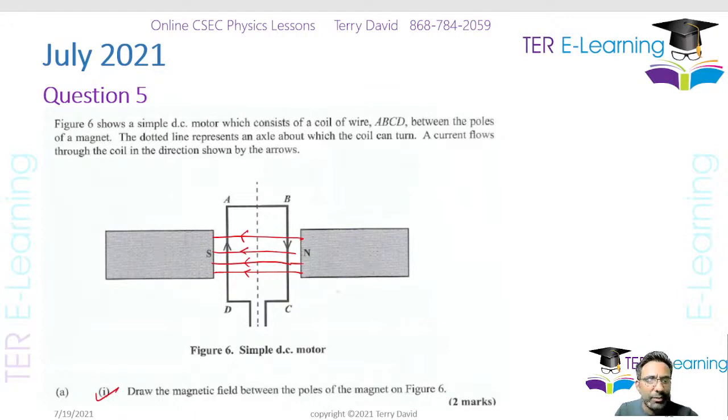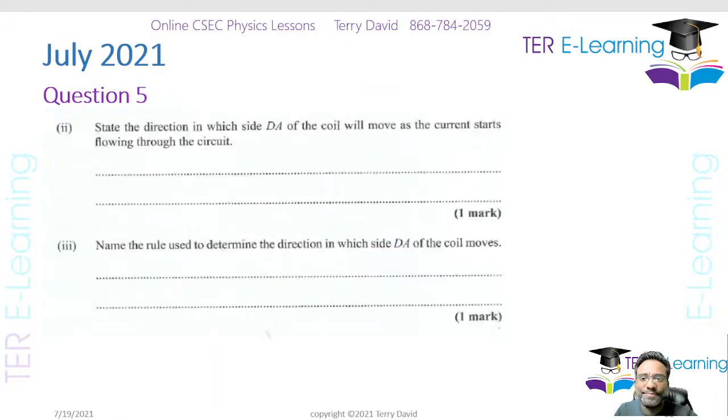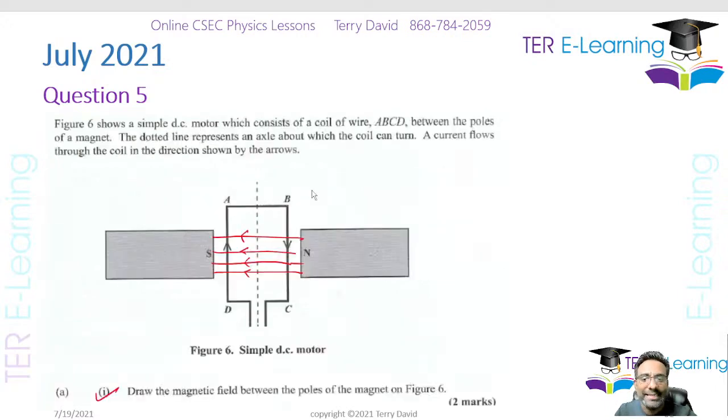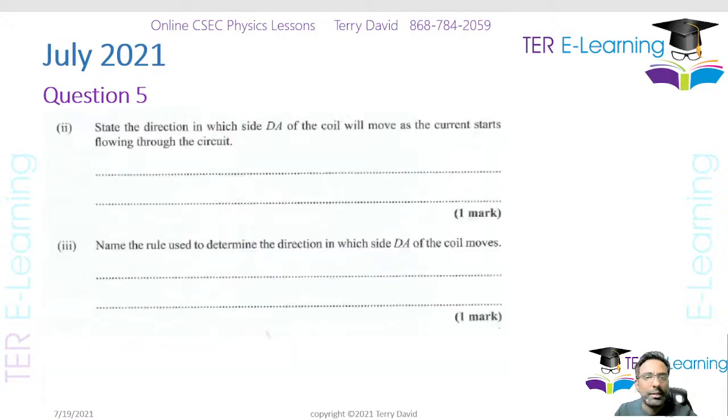Now let's see what else they want here now. So that's 2 marks for that. Then they want: state the direction in which the side dA of the coil moves as the current starts to flow. So we're looking at dA. Alright, I feel I need to put this diagram across here.